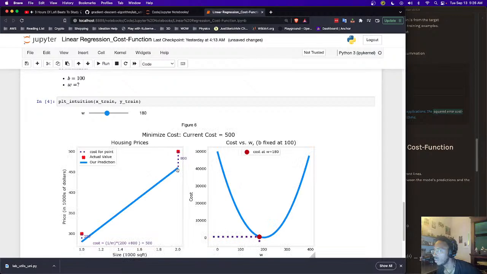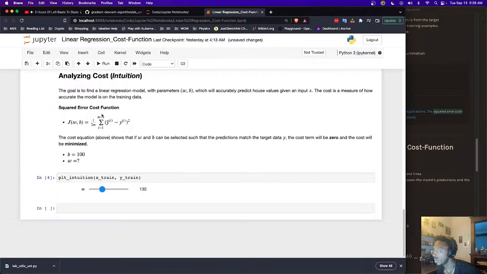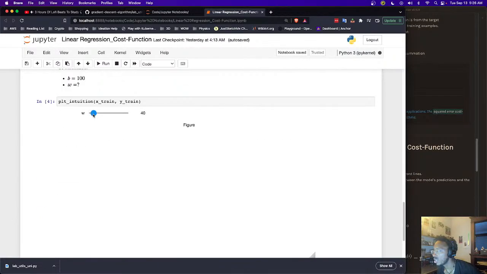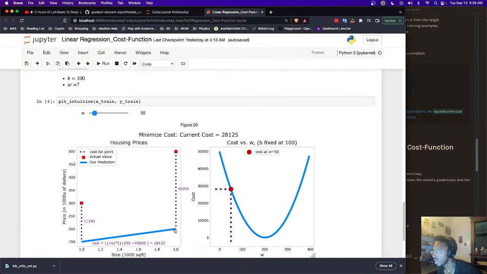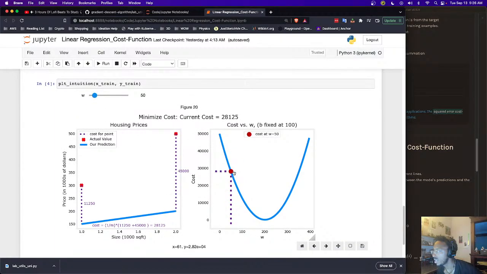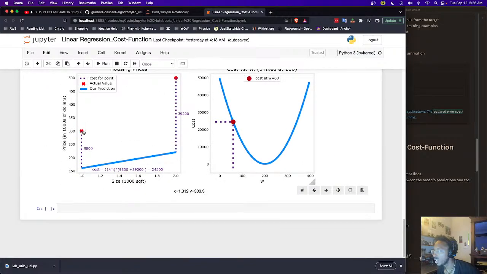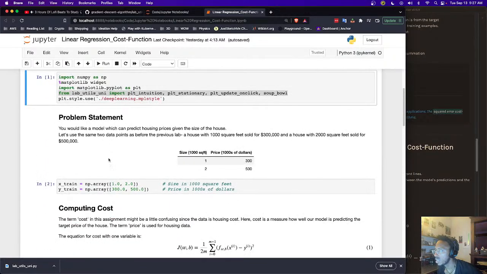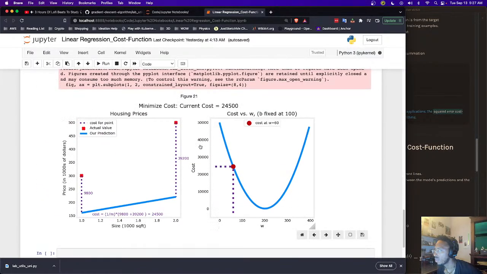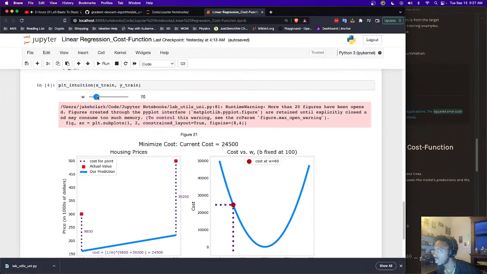If you look at this point right here, you can see that the weight, which is the slope of the regression line, is changing. On the left side is the regression line, the blue line, and the red X's are the actual values from our training data, which is this here. On the right side there's this parabola, I think that's what it's called.